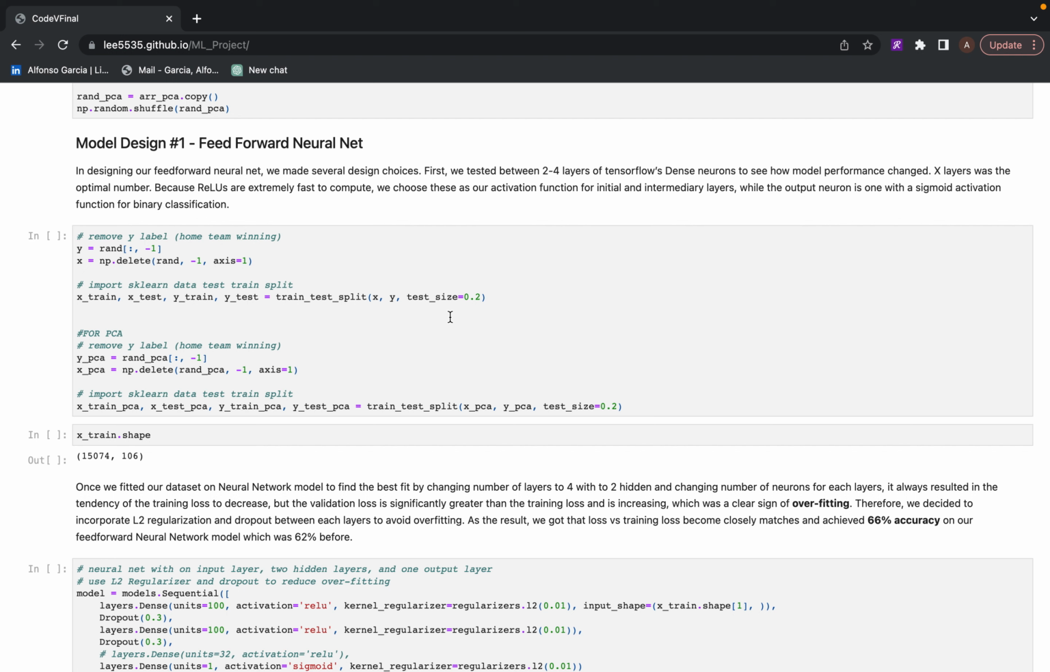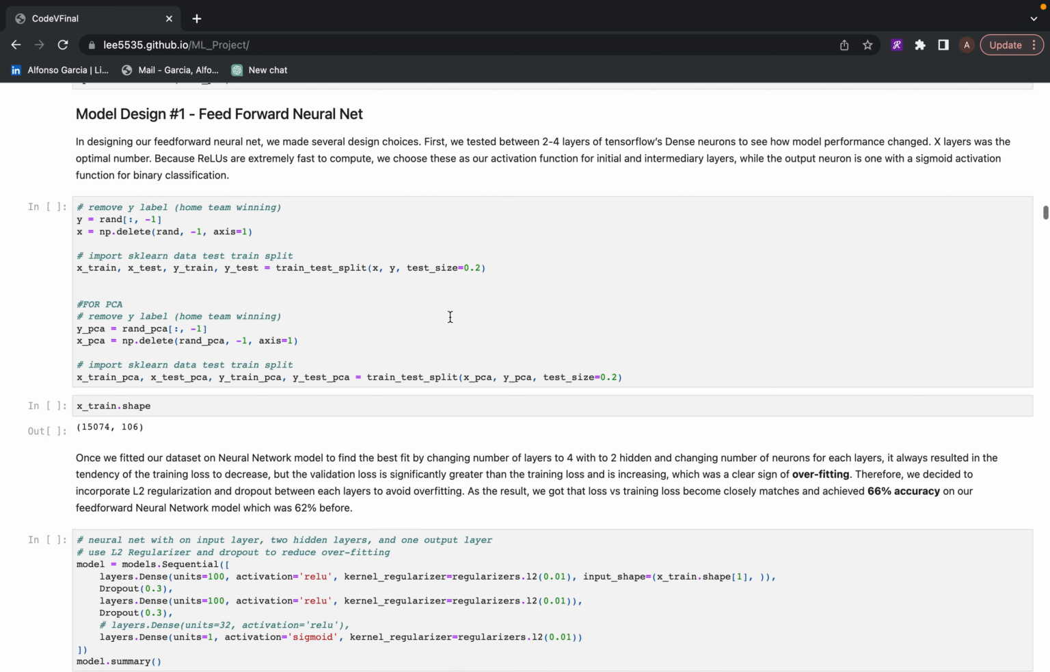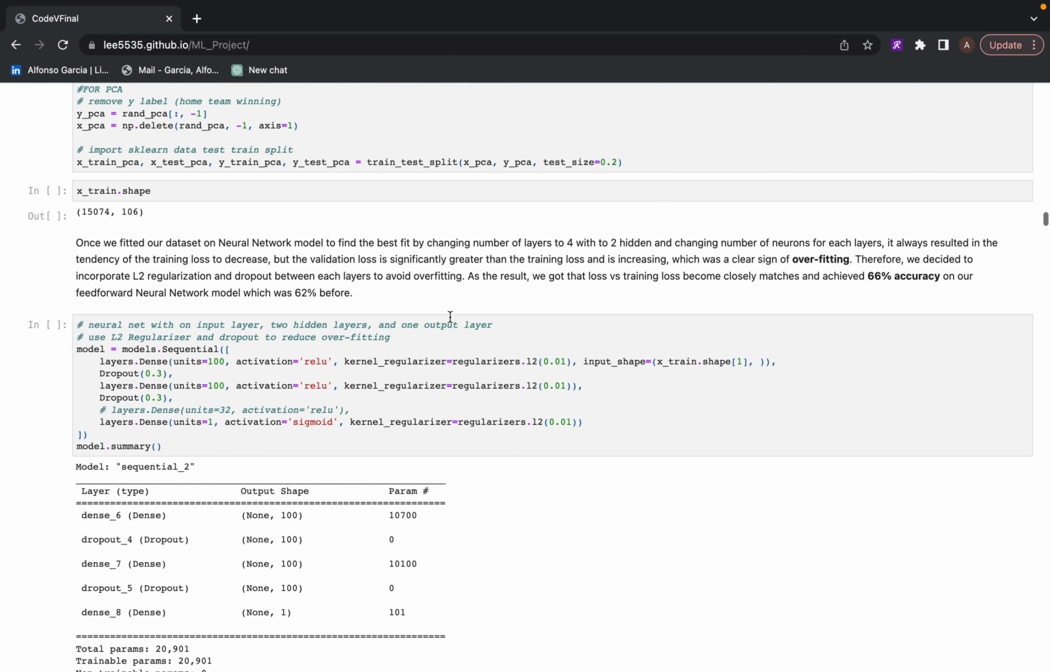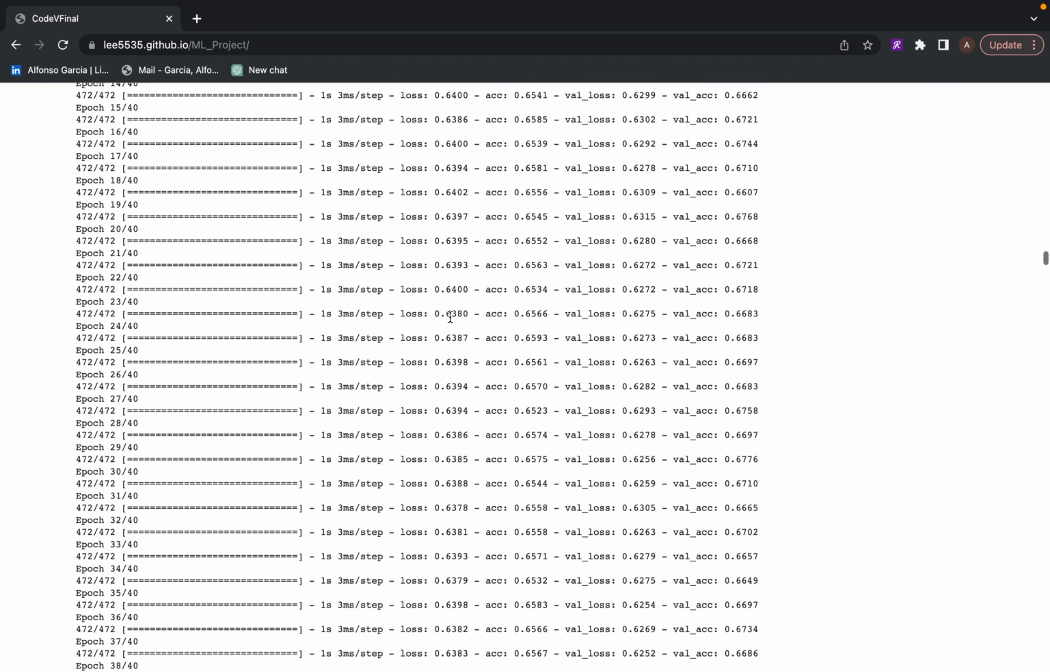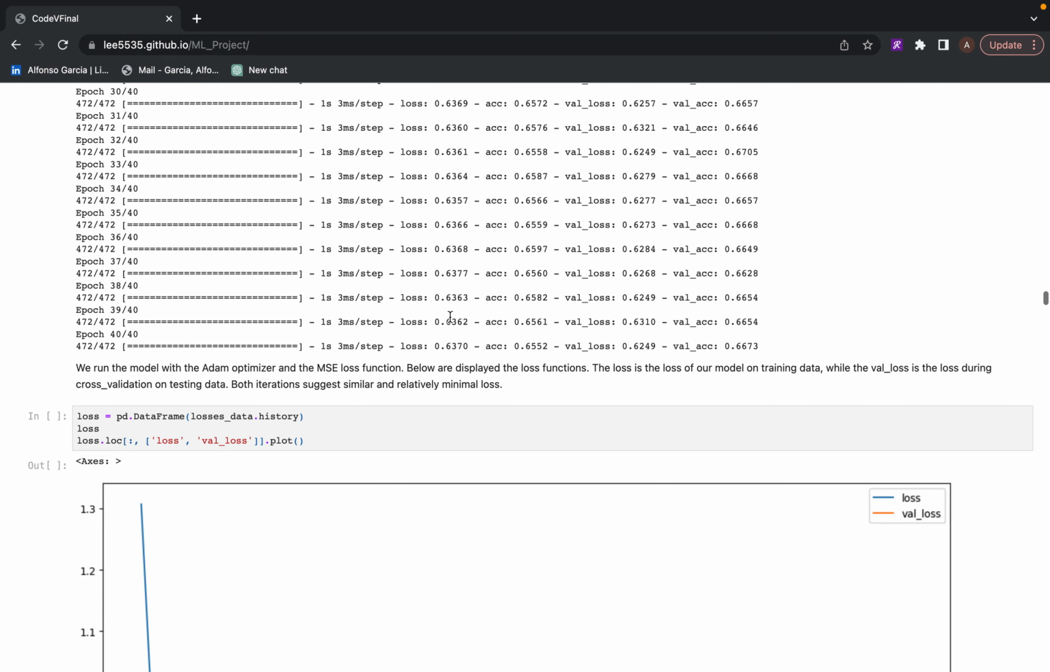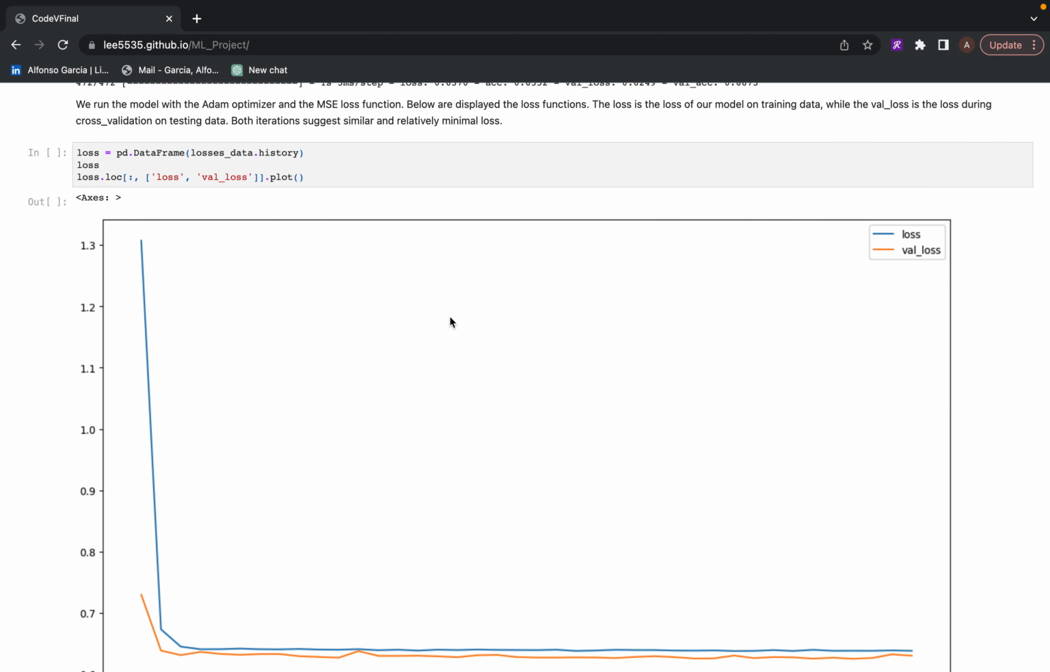For our activation functions, we decided to use ReLU, or rectified linear unit, for the inner layers, largely for its efficiency. And then for our outer layer, we used a sigmoid function, which is standard for binary classification. And we did this for each of the data sets, both the PCA and the non-PCA. Going into some of the actual results from the model, we found that using an Adam optimizer and an MSE loss function as a means for updating weights and the loss function, we saw that loss was minimal in both cases of the model.